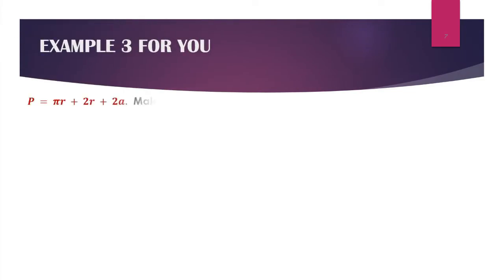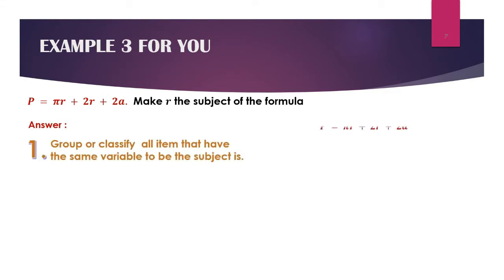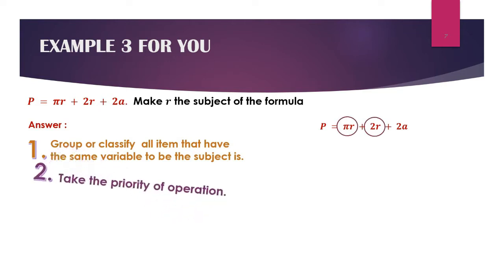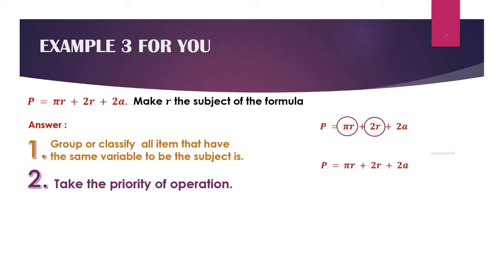P equal pi r plus 2r plus 2a. Make r the subject. Okay, group or classify all items. Our target is r. So there are two items of r, pi r and 2r. 2. Take the priority of operation. Close the bracket because we got 2r, two items of r. So r open the bracket pi plus 2, and plus 2a.